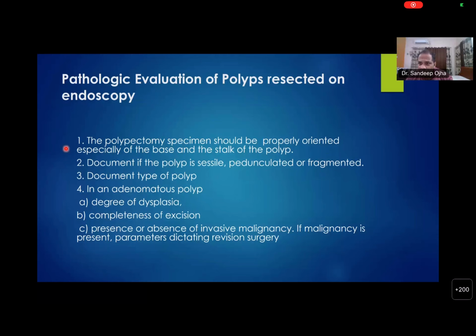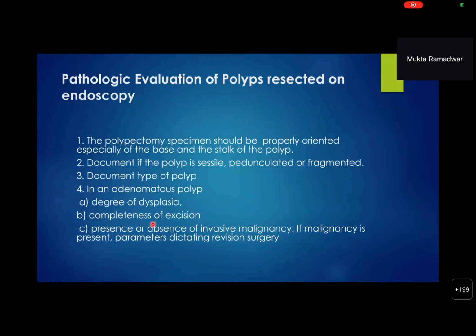Okay, then fine. So after proper orientation and after grossing, you document if the polyp is sessile, pedunculated, or fragmented. We should decide the type of the polyp: neoplastic, non-neoplastic, epithelial, type of epithelium. If there is dysplasia, diagnose an adenoma. And if it is an adenoma, decide the degree of dysplasia and also the pattern, whether tubular, tubulovillous, or mixed. Then if there is an adenocarcinoma, you diagnose an adenocarcinoma and decide about completeness of excision.